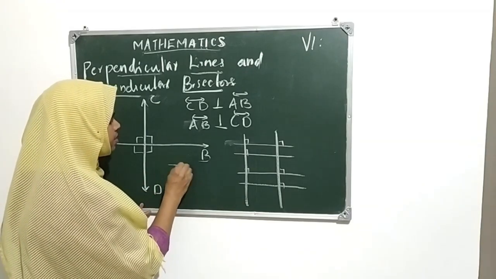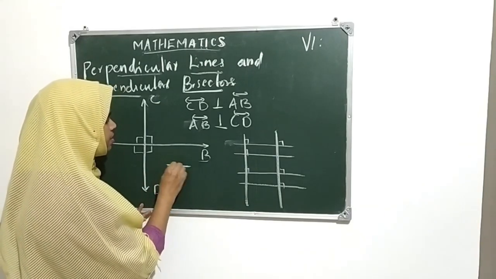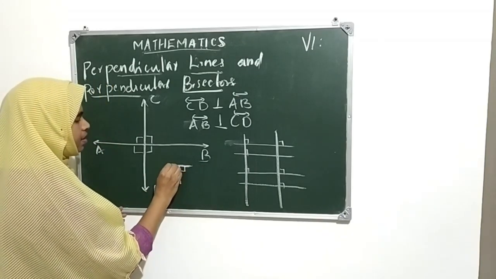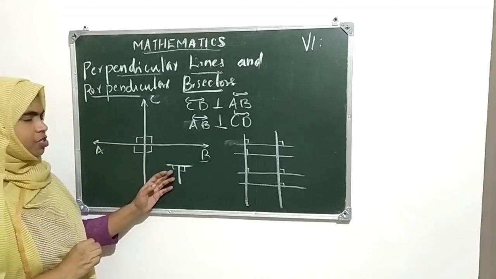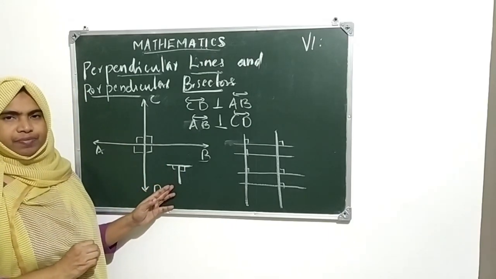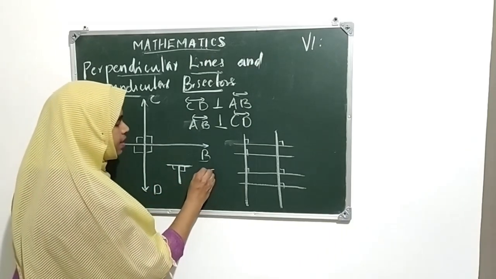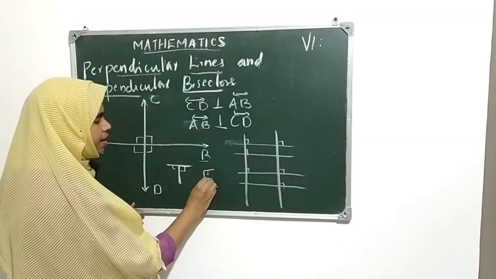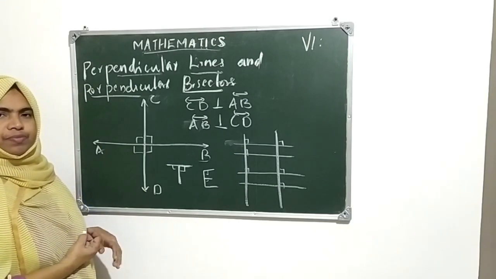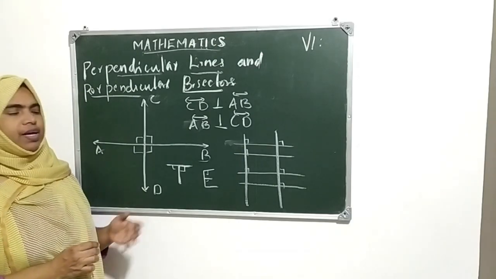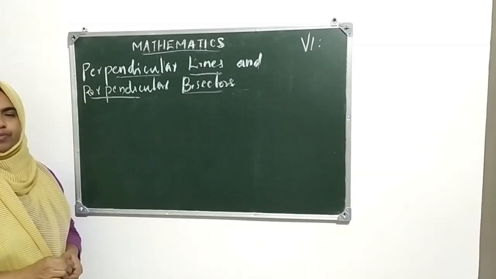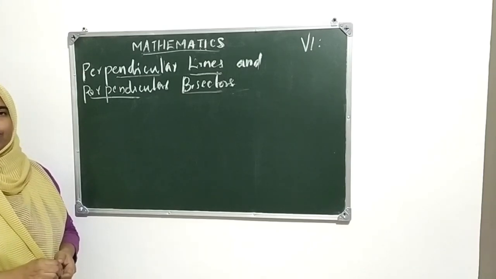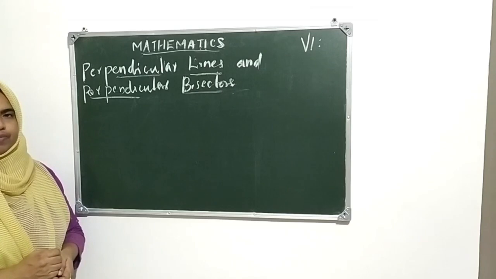Or we can say the alphabet T. How is it? See here, 90 degree. So this is also a perpendicular line. Or the letter E. Here also makes an angle 90. You can find examples like these. Next, perpendicular bisector. What is a perpendicular bisector?